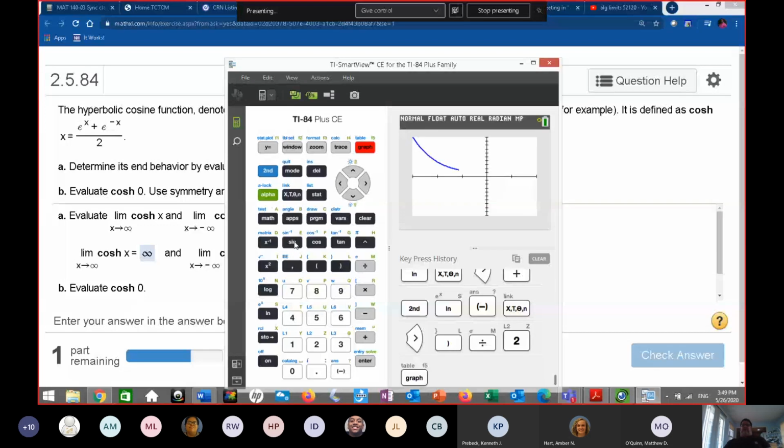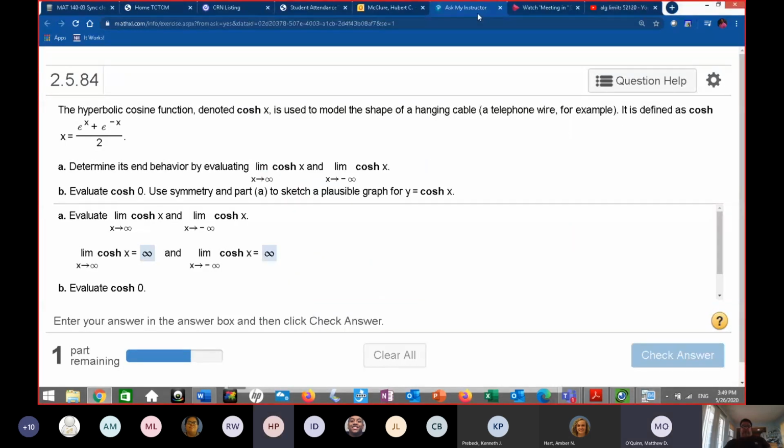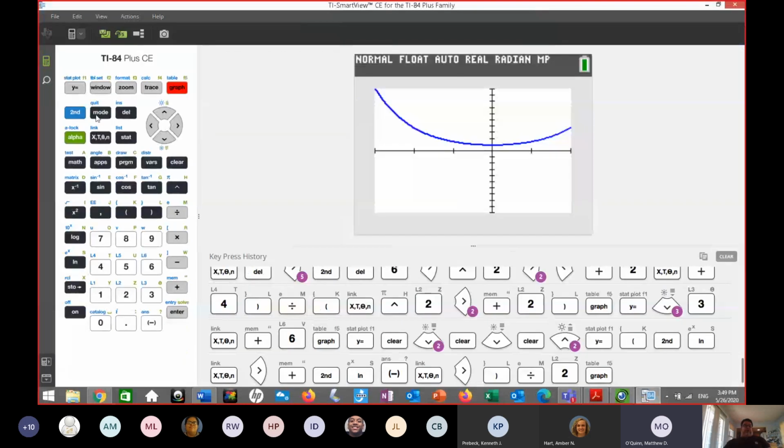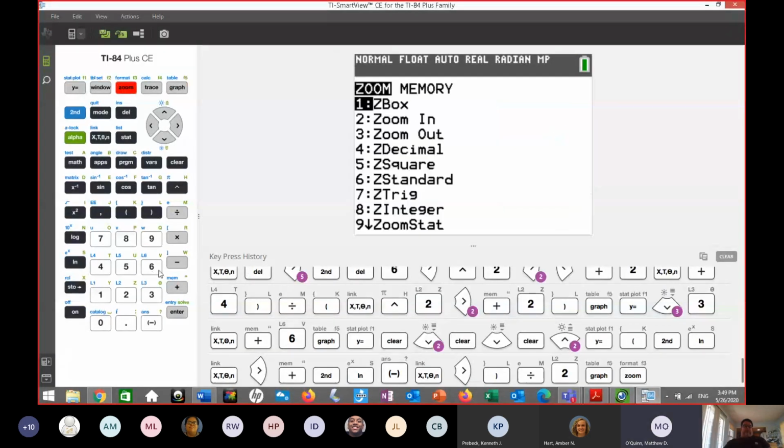And what is the big deal? All it is what? Somebody tell me what it is. Parabola. It's a parabola. A curve. It's a parabola. I'm going to do a zoom standard or zoom fit. I don't care.